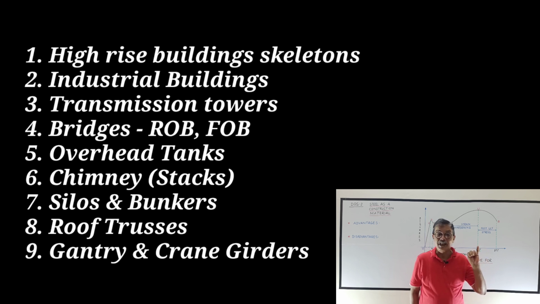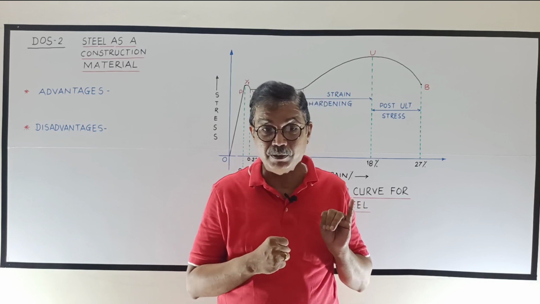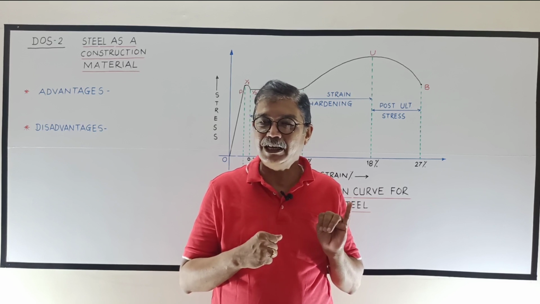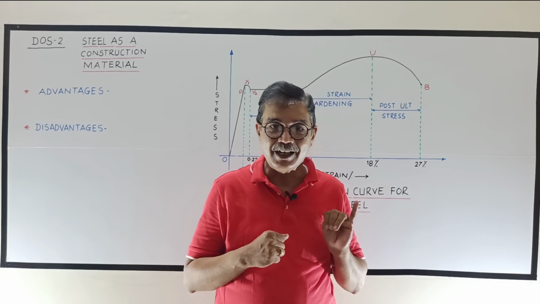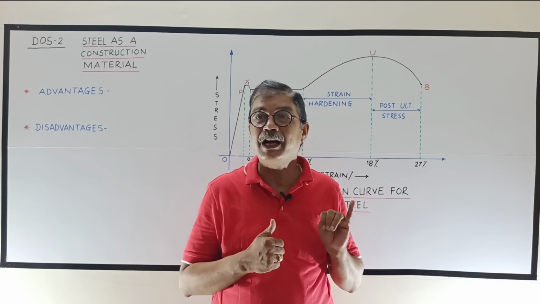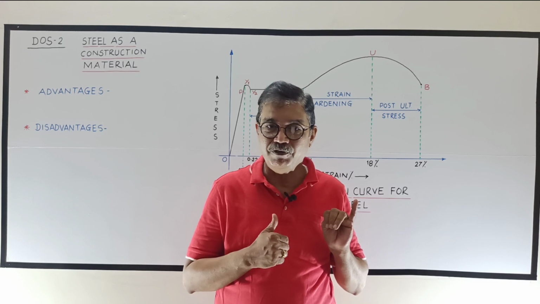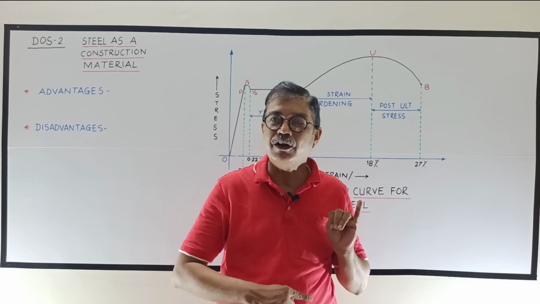Fourth one, bridges. Just now I have told you that as the strength of steel is high per unit mass, it is very suitable for bridges. Now in bridges, a number of bridges are there. There can be ROB. What is ROB? Railway over bridge. There can be a highway bridge. There can be FOB on the platforms of a railway station. FOB means foot over bridge, which we use for shifting from one platform to another.